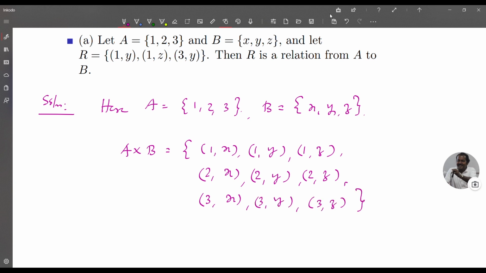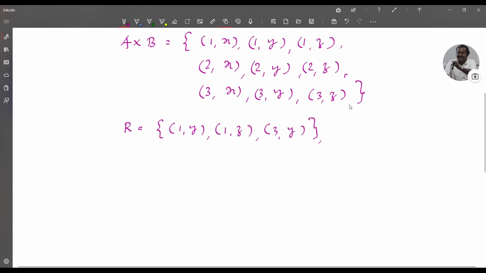So this is A cross B, and we have R is the set (1,y), (1,z), (3,y). Therefore, from these two, we can see that R is contained in A cross B. Therefore, R is a relation from A to B.